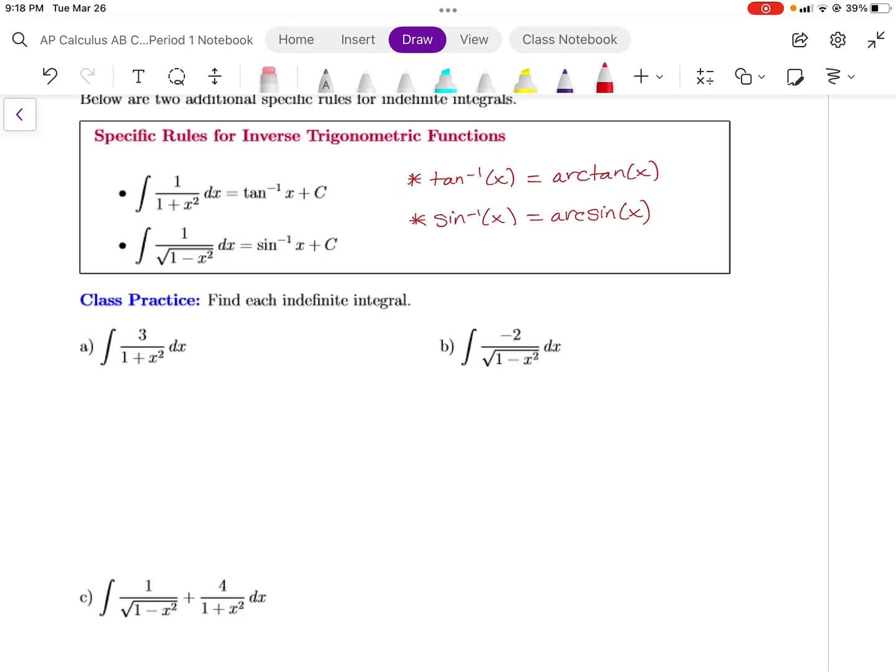Okay, so looking at part A, what I can do now is rewrite this as the integral of 3 times 1 over 1 plus x squared dx, just so you can see that this is going to be 3 tan inverse of x plus c. Okay. All right, so I'm going to let you practice B and C, and then we're going to go on to the back.